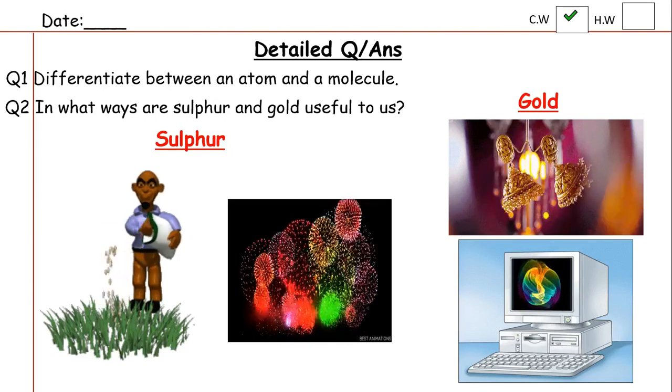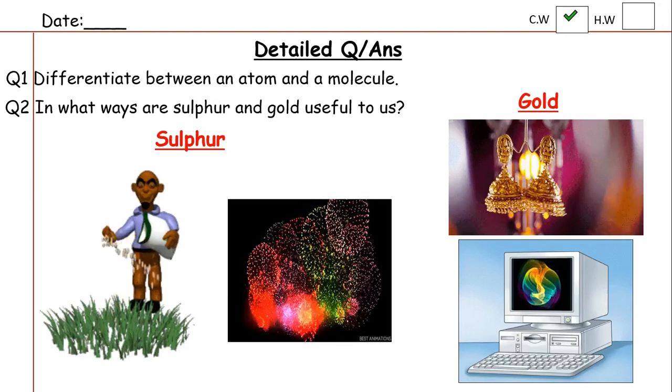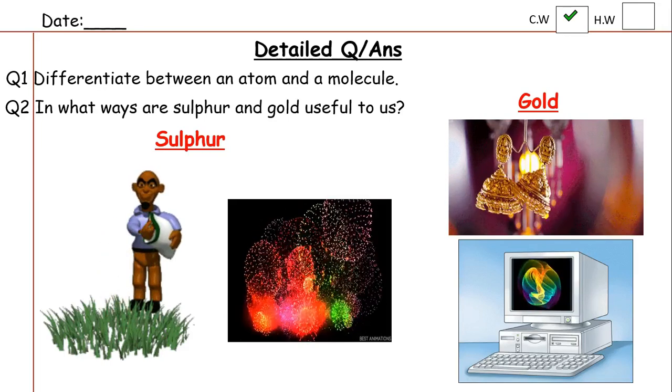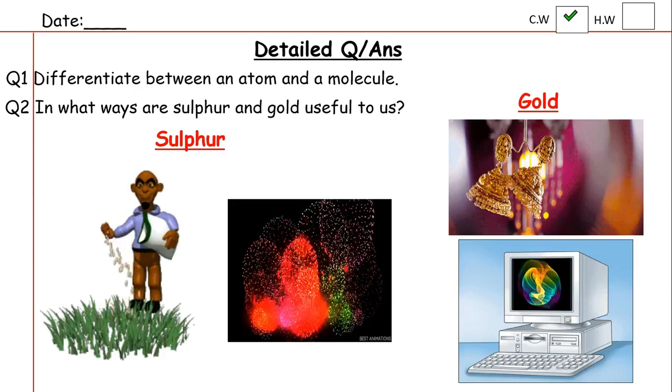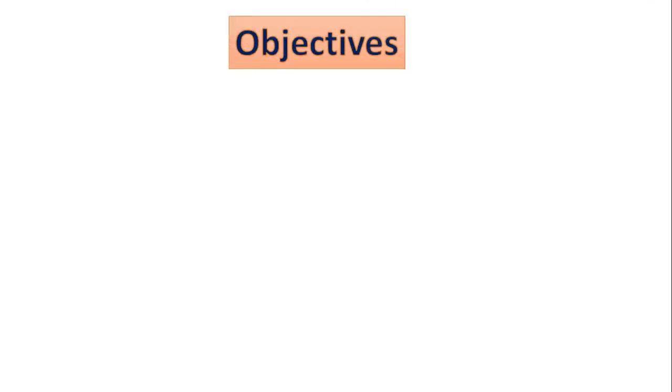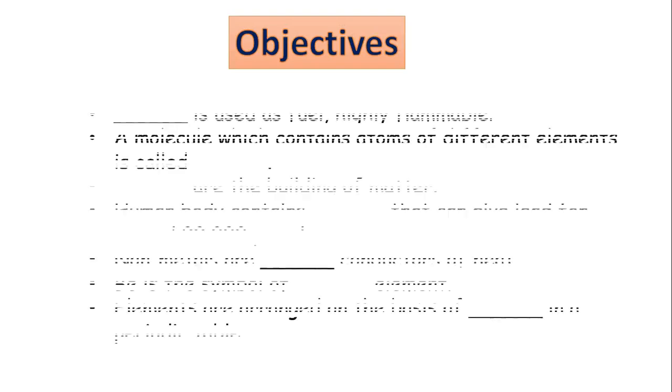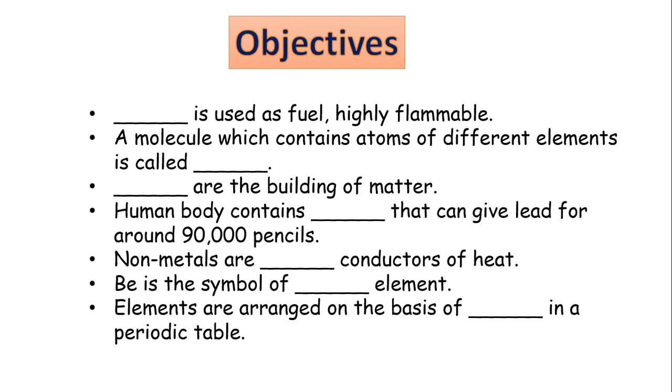So you have to first write the heading of sulfur, then write its uses, and then write a heading of gold and write its uses as well. Okay. On the next page, you have to do some objectives. I have taken out some objectives from your lesson. You have to find the answers by reading the chapter thoroughly. It is a sort of open book test, so you can easily find the answers from the given content.